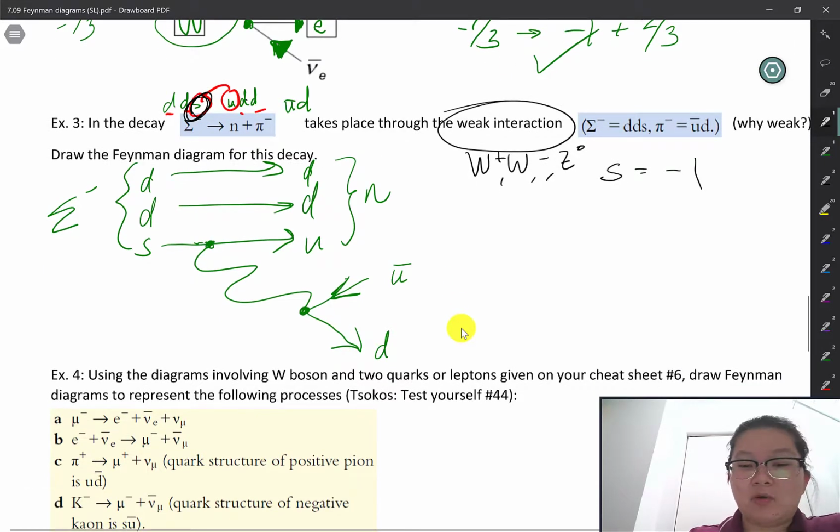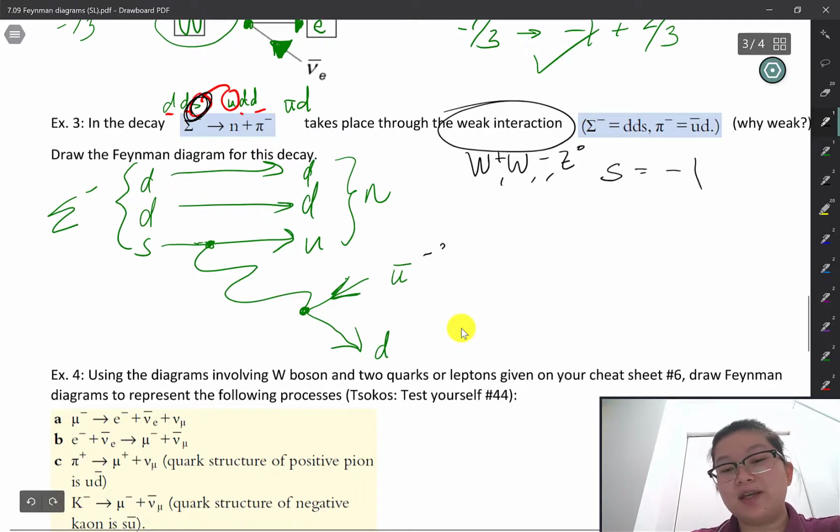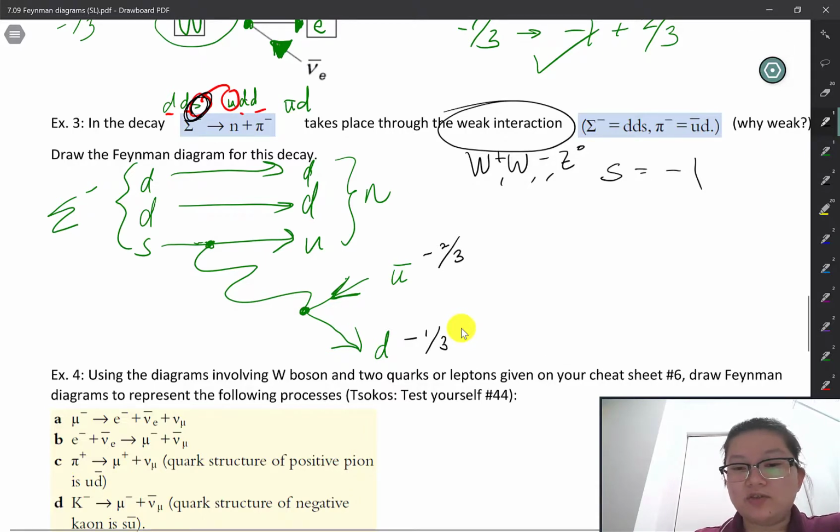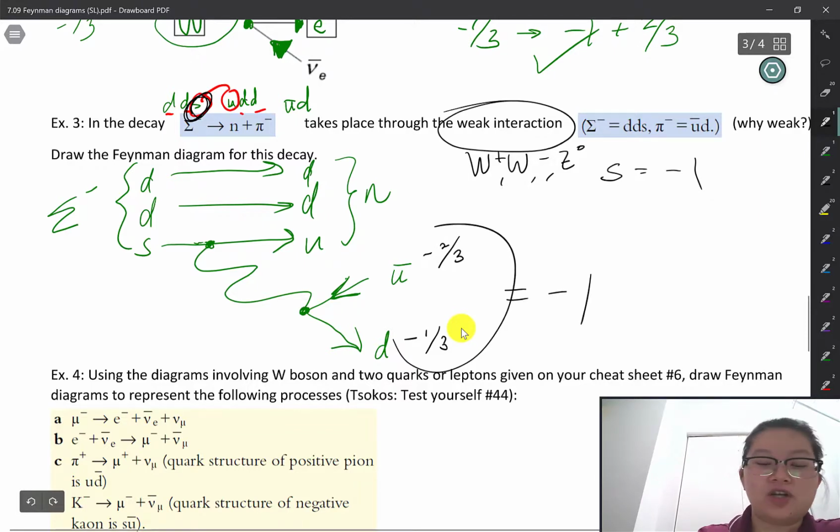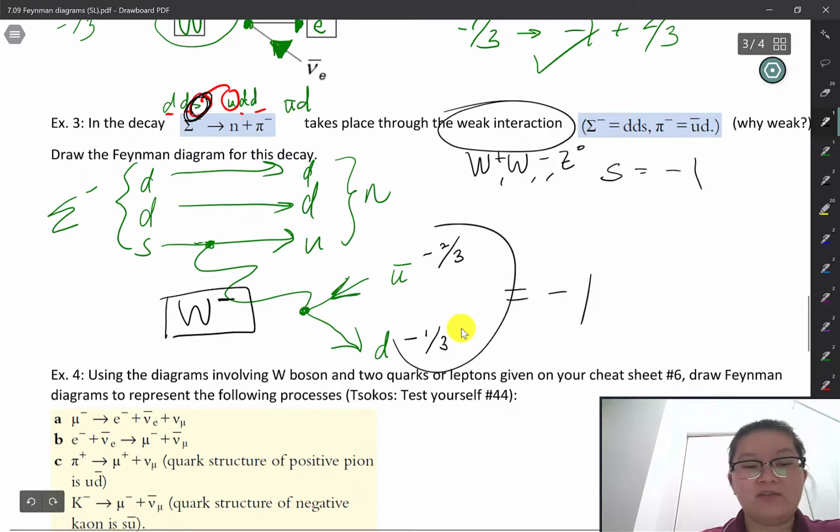An anti-up quark has a charge of, usually for the particle up quark, it's 2/3. But since this is the antiparticle, it will have the opposite charge, so negative 2/3. The down quark has a negative 1/3 charge. So since these two charges added together give us a net -1 charge, the charge coming in has to be negative, meaning that it has to be mediated by the negative W minus boson.